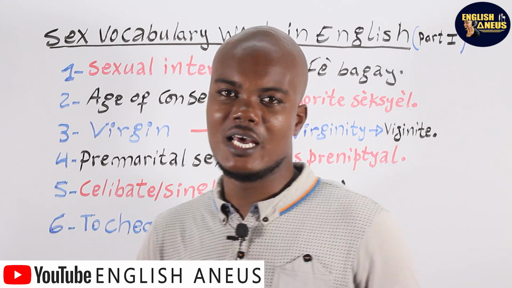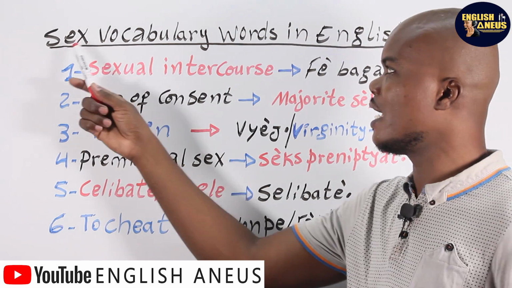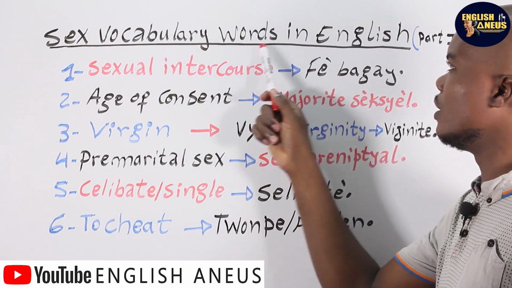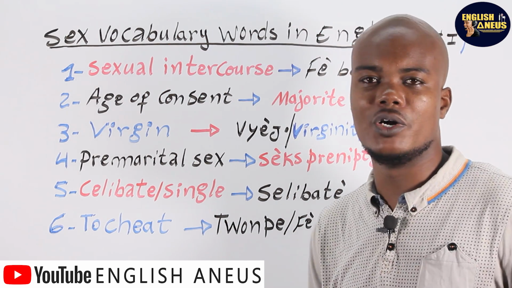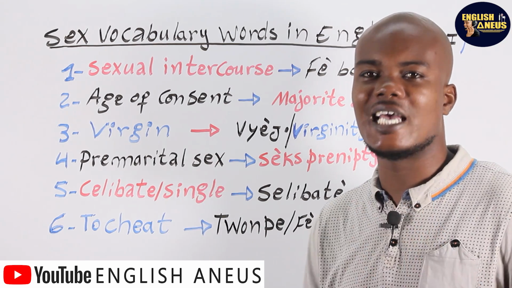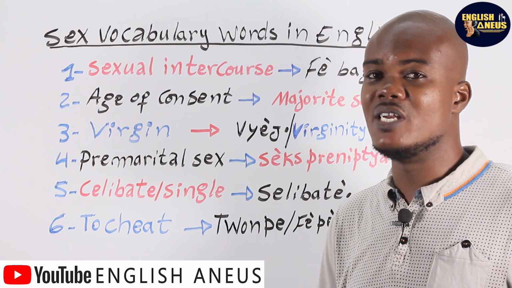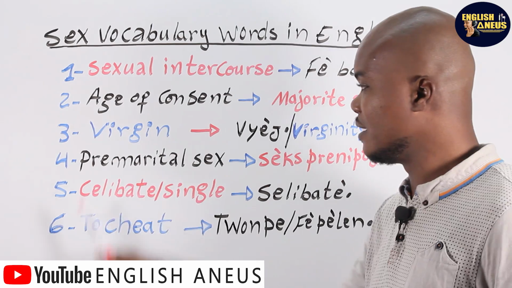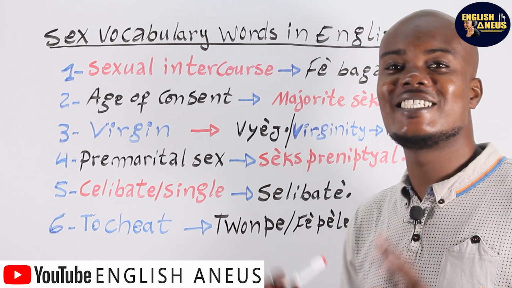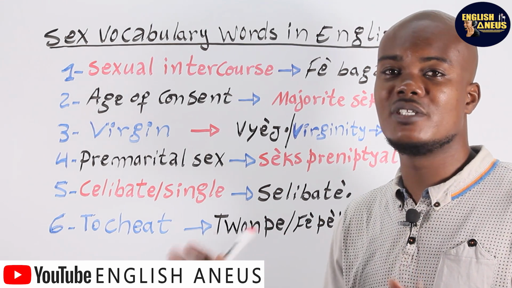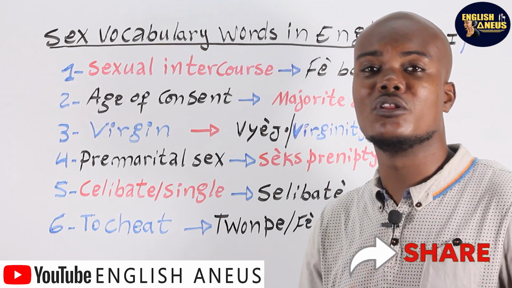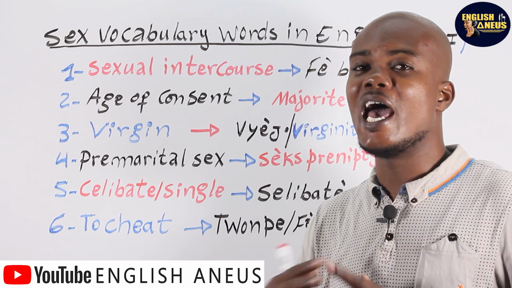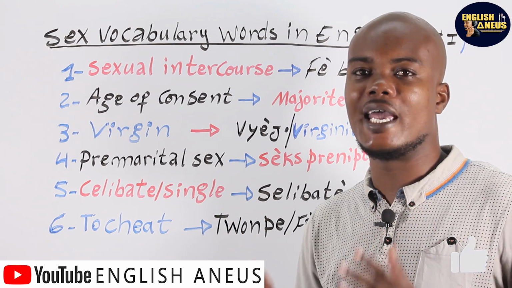Let's get started. Remember I said to you, sex vocabulary words in English. I have about 6 or 7 vocabulary words based on sex. Nous avons environ 7 vocabulaires qui parlent de sexe avec toute définition en créole. On va commencer. Let's get started because we should learn vocabulary words every day to build your English.